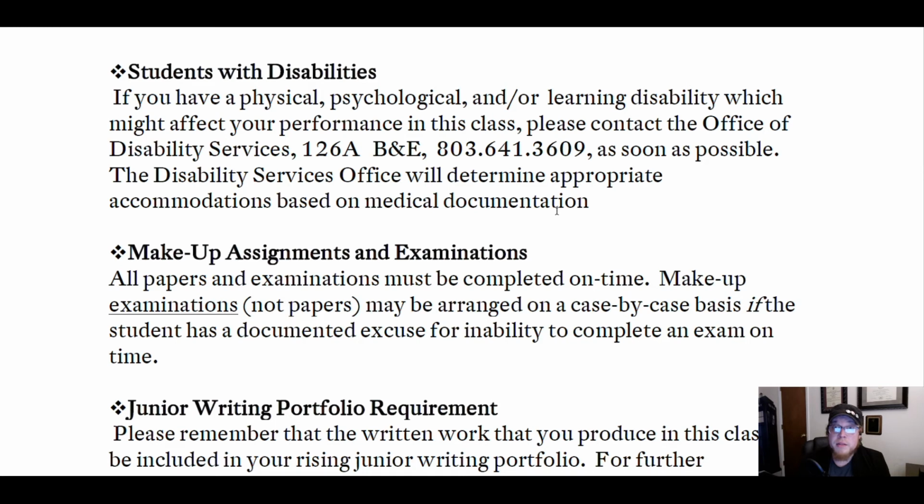But if there are accommodations that need to be made, I will make them. Makeup assignments. So the exams, you'll have a week to work on them at home. They're due the 8th of March and the 5th of May, respectively. But if for some reason something happens, you're working on your exam, your internet goes out, reach out to me as best as you can.